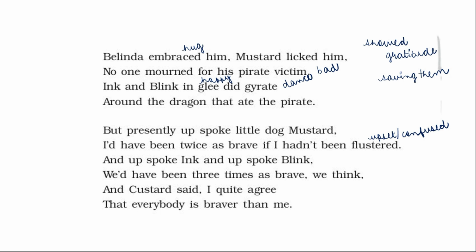So now they're giving excuses saying, if I had not got confused or upset, I would have been twice as brave. And the others say that we would have been 3 times as brave. And Custard, instead of blowing his own trumpet, says, yes, I agree that everybody is braver than me. But here the irony is that when the real time of showing bravery had come, nobody was brave and it was Custard who showed courage.